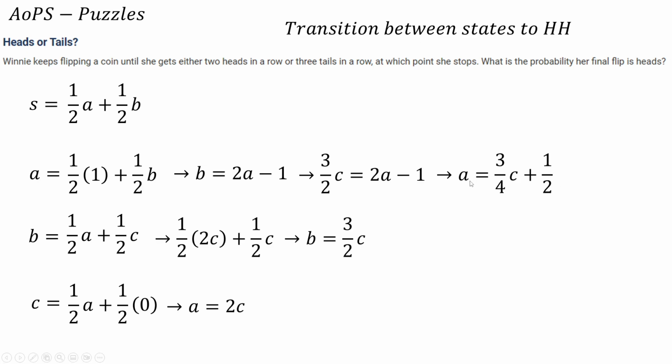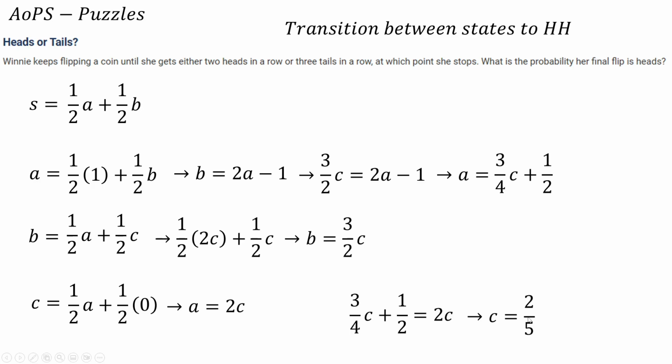Okay, but now look at this. This one and this one, we can just solve these simultaneously, because they're 2 equations and only 2 variables. Okay, so let's just plug in, when A equals 2C, we'll plug in 2C into there. So we have 2C equals 3/4 C plus 1/2, which gets us C equals 2 over 5.